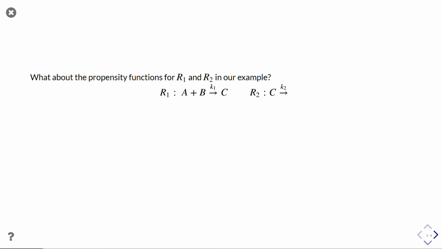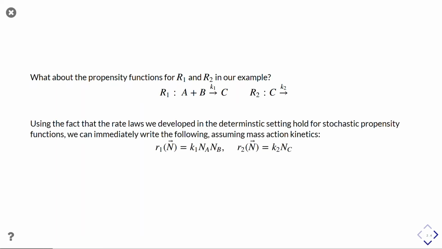Now we'll construct the propensity functions for the two reactions in our example network. We can immediately apply the mass action principle that we learned in deterministic modeling. Therefore, the propensity function for reaction 1 is denoted with little r sub 1, and it's equal to some constant k sub 1, which is a rate constant or kinetic parameter, times the abundance of A times the abundance of B. This follows directly from the mass action rate law.